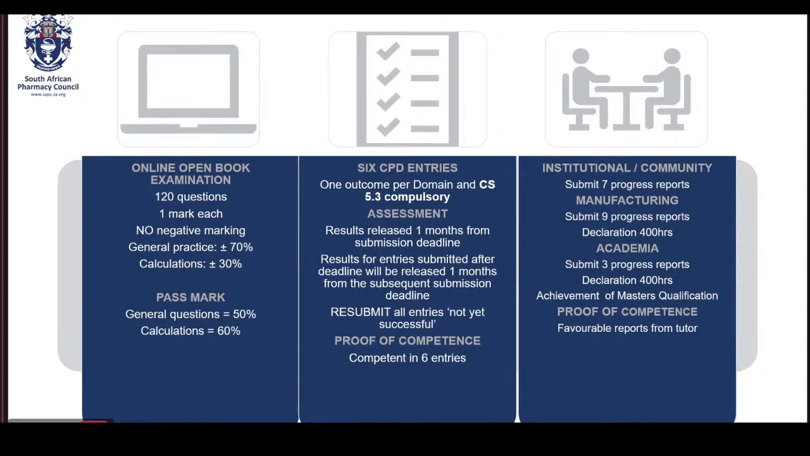And then interns who are at institutional or community pharmacies are expected to submit 7 progress reports, and those in manufacturing are expected to submit 9. And then the academia, they are expected to submit 3 progress reports and the declaration of 400 hours, which should also be submitted by interns in the manufacturing sector. And then for those in academia, they are also expected to submit achievement of master's degree qualification and the favorable progress report before they can be released for community service. So if any of those is missing for the interns in academia, unfortunately they cannot start with the community service.